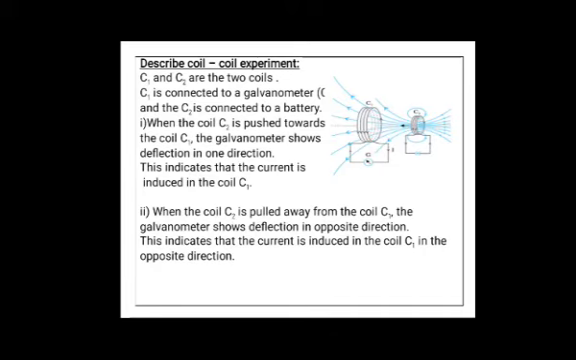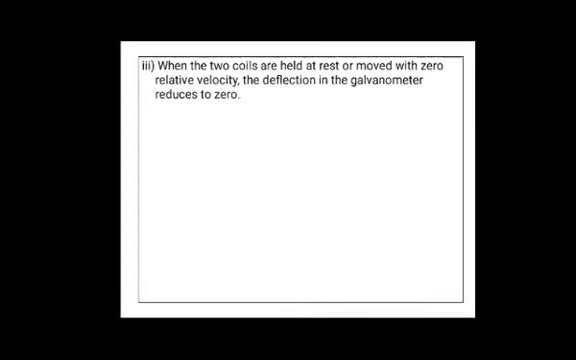So when C2 is moved towards C1, what happens? The magnetic flux, the number of magnetic field lines, changes. Due to this change in magnetic flux, current is induced in C1. In C1 the galvanometer is connected and that galvanometer shows the deflection. When C2 is pulled away from the coil C1, again the galvanometer shows the deflection.